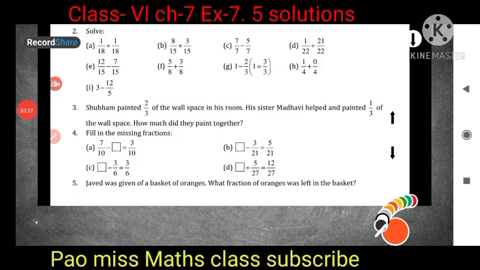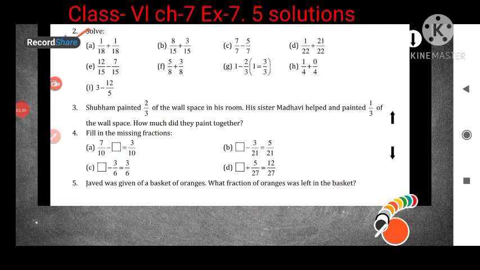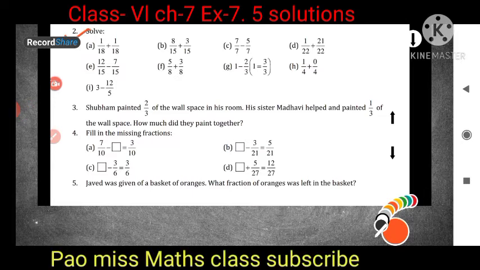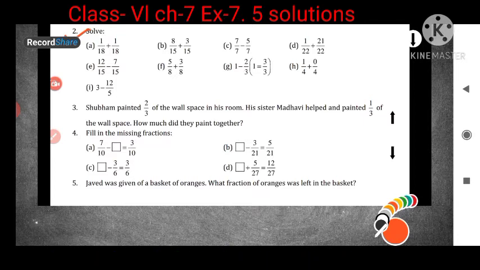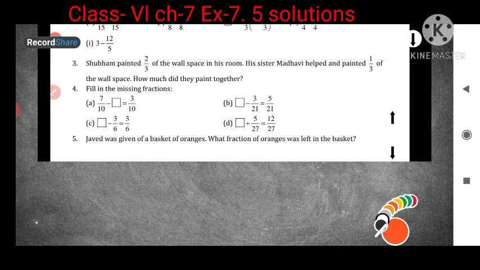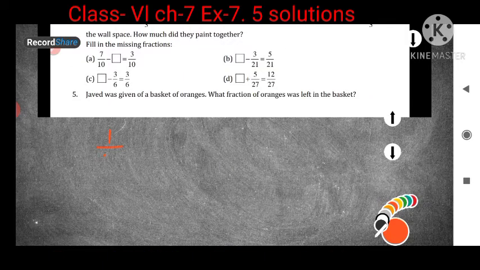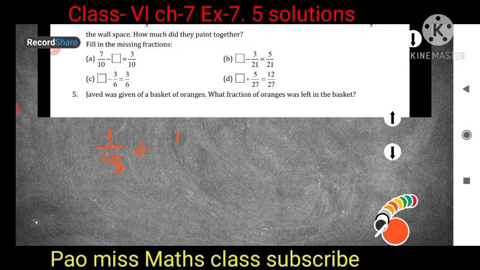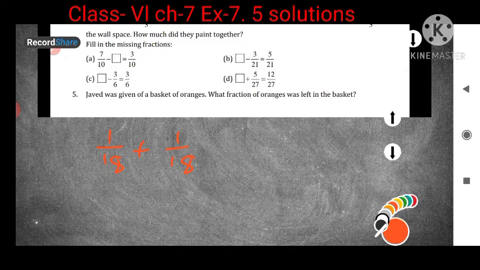Now come to question number 2. You can see here question 2a is given: 1 upon 18 plus 1 upon 18, and b is given: 8 upon 15 plus 3 upon 5. So we have to add these, isn't it? How to add fractions? What is given? 1 upon 18 plus 1 upon 18, isn't it?